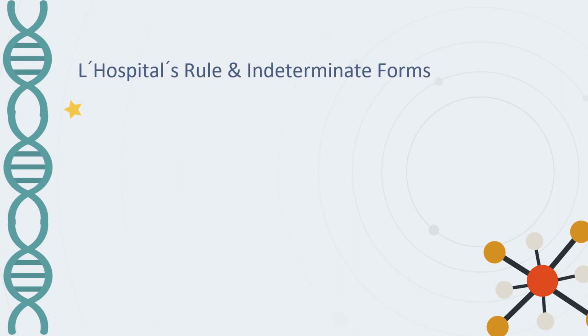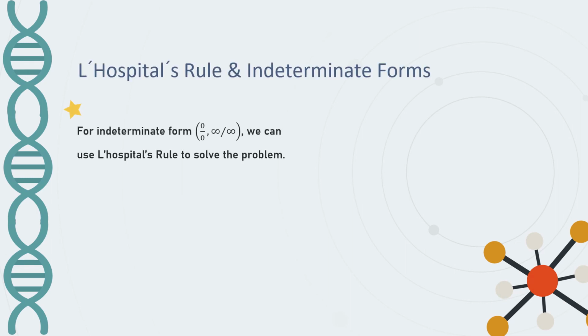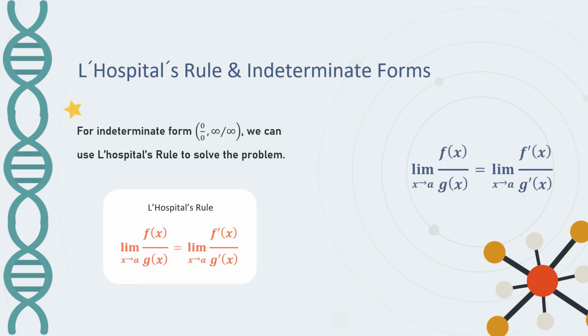L'Hospital's rule and indeterminate form. L'Hospital's rule provides a technique to evaluate limits of indeterminate form, for example 0 over 0 or infinity over infinity. The formula of L'Hospital's rule is: the limit of f(x) over g(x) as x approaches a is equal to the limit of f prime of x over g prime of x as x approaches a, where f prime and g prime are the derivatives of f and g.